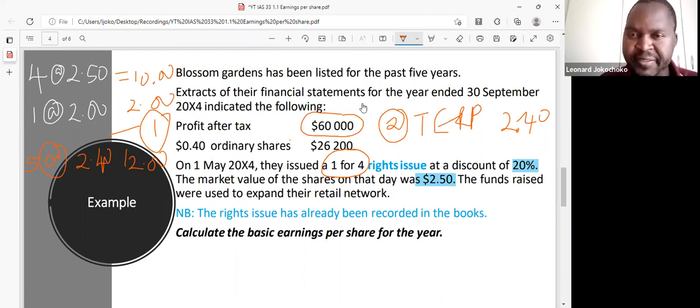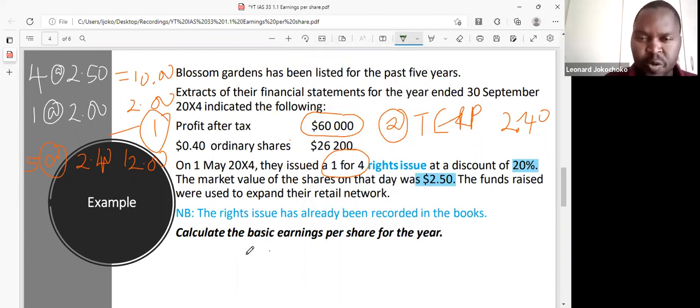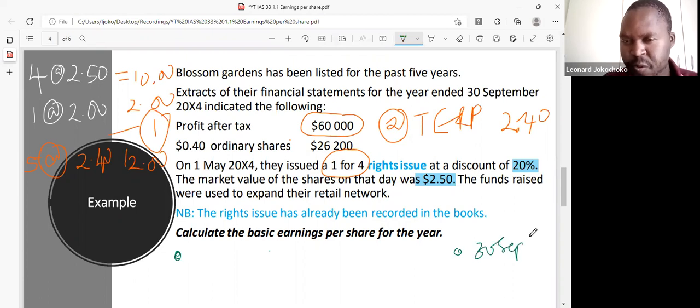Now, to calculate my weighted average number of shares, I need to understand what happens on the day. We know that this financial year ends on 3rd September 2024. On 3rd September 2024, how many shares did you have? We find it by dividing the value of the shares by the value per share. 26,200 divided by 0.4, I see that at the end of the year, I have 65,500 shares.